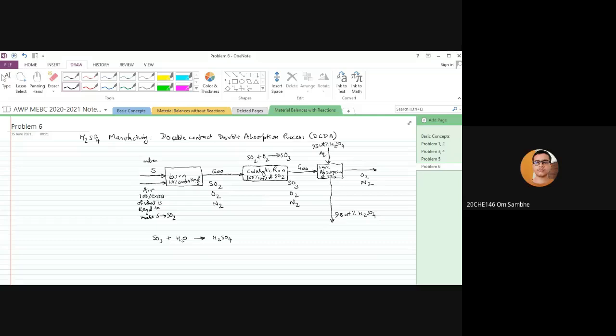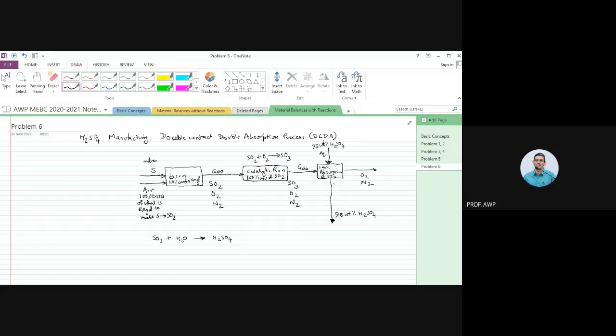Why are we putting 98 weight percent H2SO4? Why not only water? No, we are not putting 98%. We are putting 93 weight percent H2SO4. Why? Because we want to make 98% by weight H2SO4. 98% by weight H2SO4 is easy to transport. The amount of water is very small.